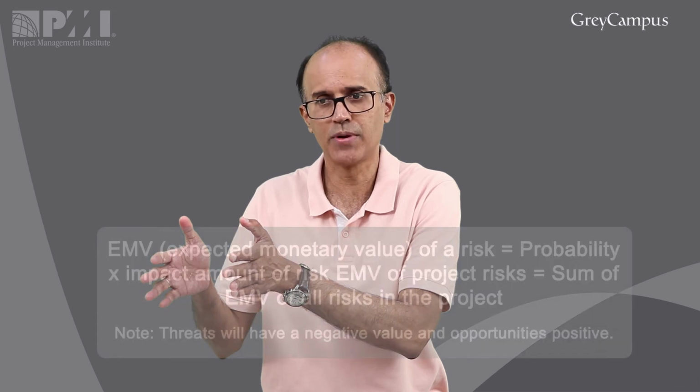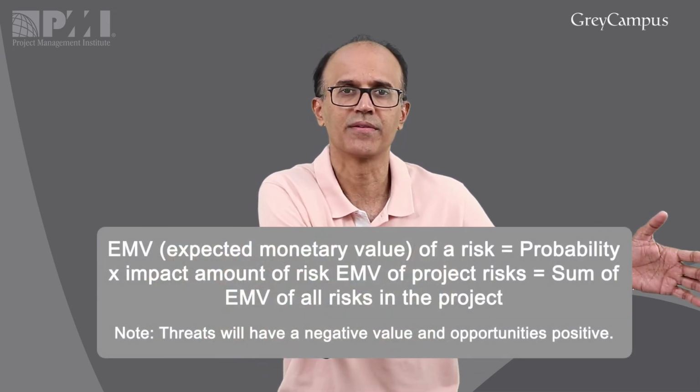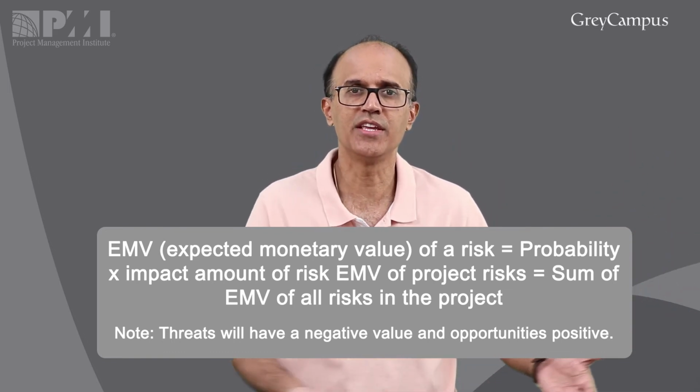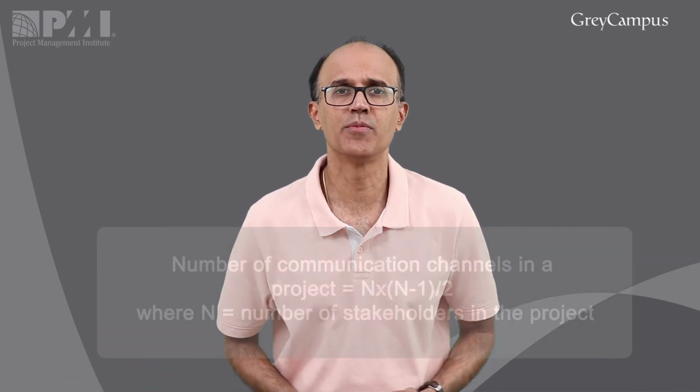I've got just, I think, one or two more formulas left, and I'm reminded of the risk management formula, the expected monetary value of the risks. What you do is take the probability and multiply that by the amount, and you get the EMV there. So you add up all the EMVs of all the risks in the project, and you get the EMV of the entire project. And lastly, the number of communication channels.